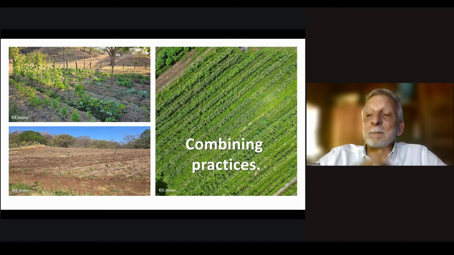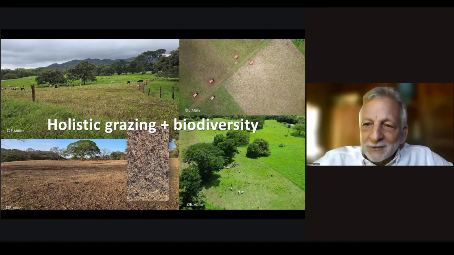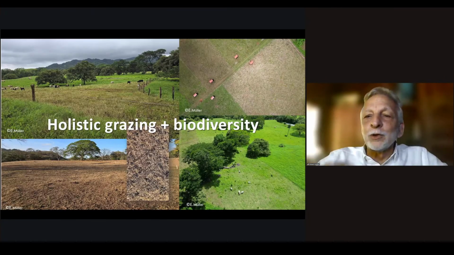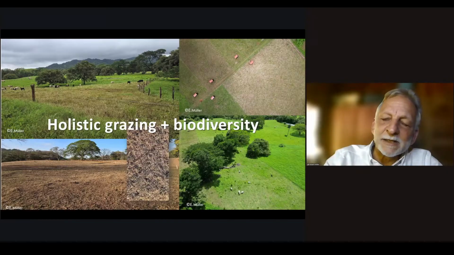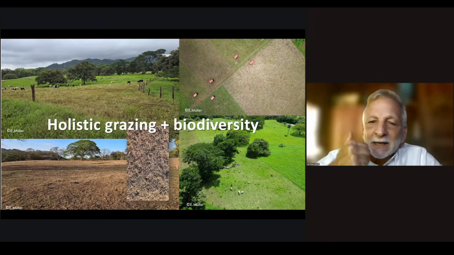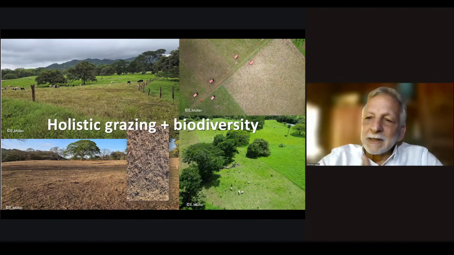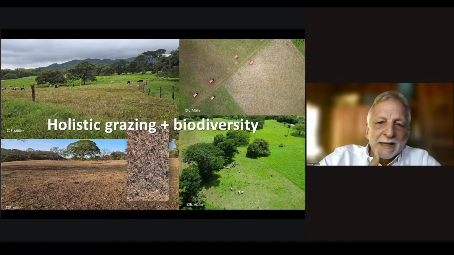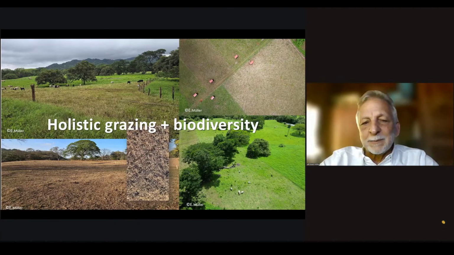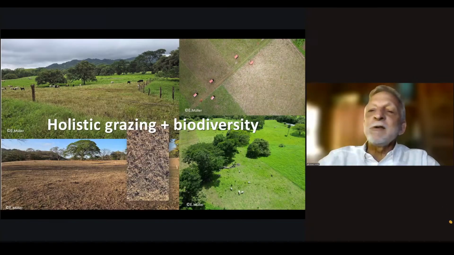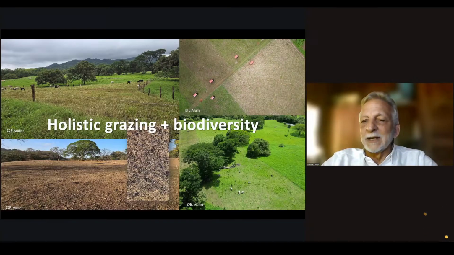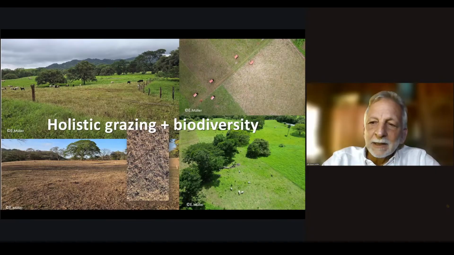So holistic grazing plus biodiversity, it's not holistic grazing. How can I increase biodiversity at the landscape level through holistic grazing? Holistic grazing is my instrument. And I can avoid erosion. I can bring productivity back. I can bring insects back. I can bring diversity in the paddocks. But around the whole thing, I'm also increasing biodiversity. And that is our goal, bring life back.